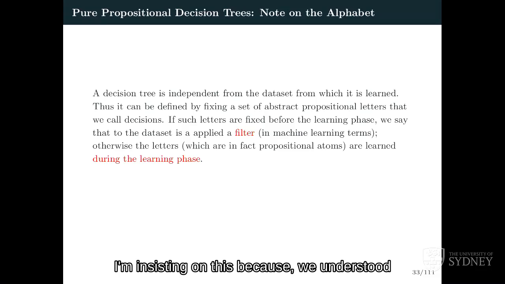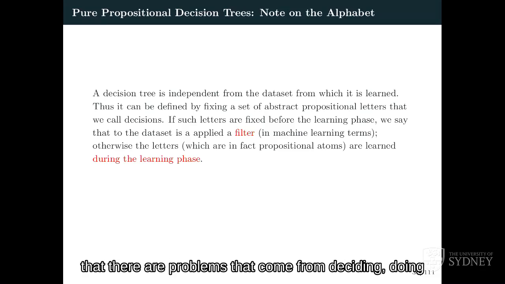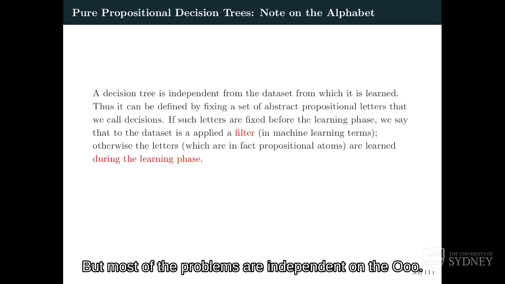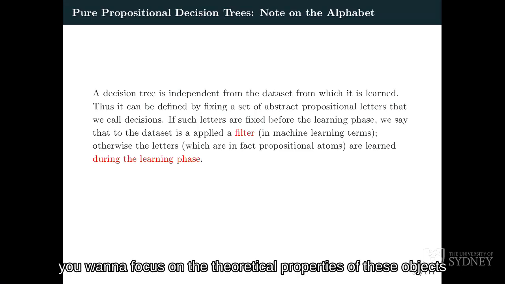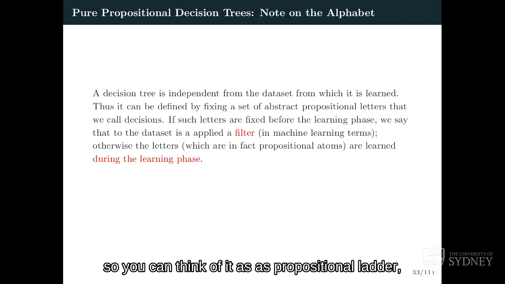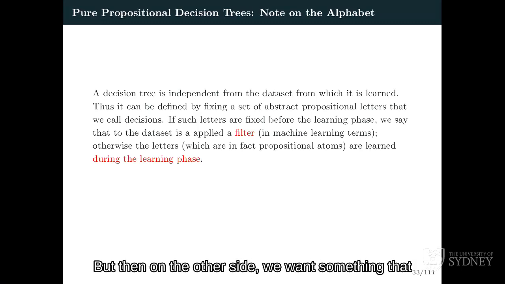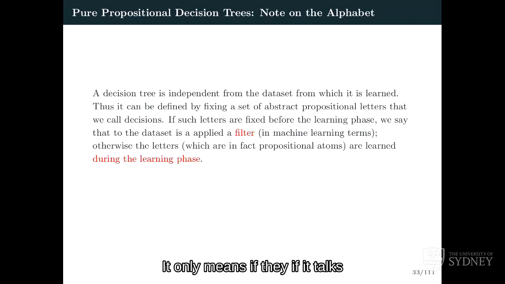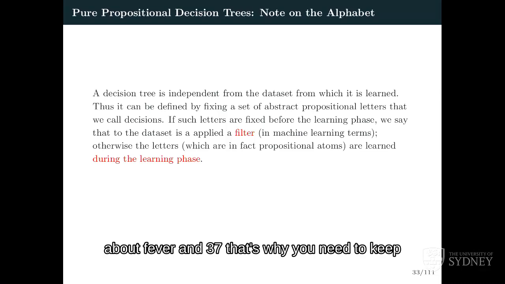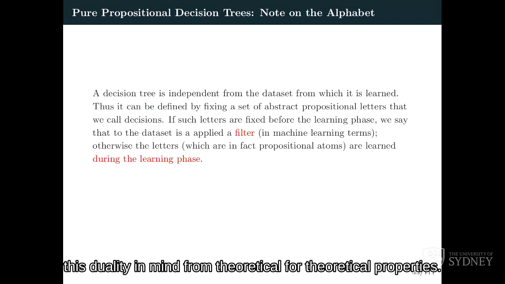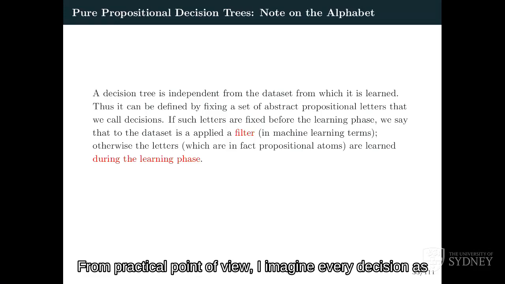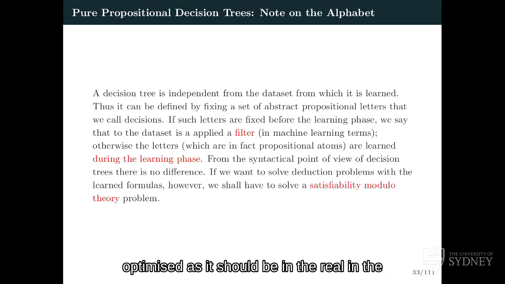I'm insisting on this because we understood that there are problems that come from deciding to do this or this, but most of the problems are independent of this. On the one side, you want to focus on the theoretical properties of these objects. So you can think of it as a propositional letter, which we will do many times. But then on the other side, we want something that you can really use. So I cannot just give you a decision tree that learns P and Q, because P and Q doesn't mean anything to you. It only means something if it talks about fever greater than 37. That's why you need to keep this duality in mind. For theoretical properties, imagine every decision as a propositional letter. From a practical point of view, imagine every decision as optimized as it should be in the real case. Okay, let's see.